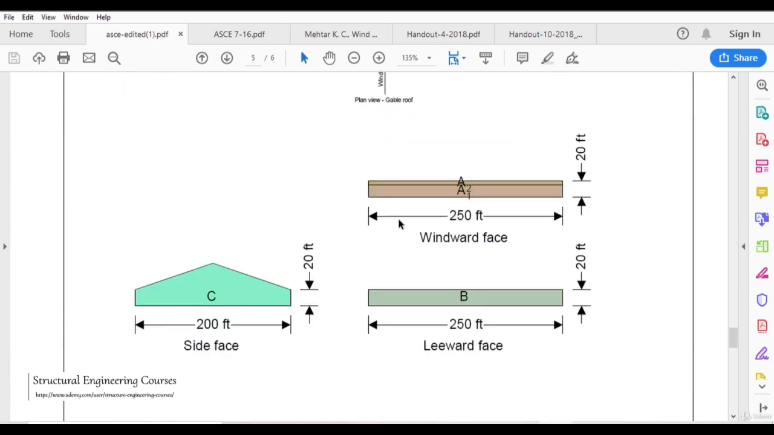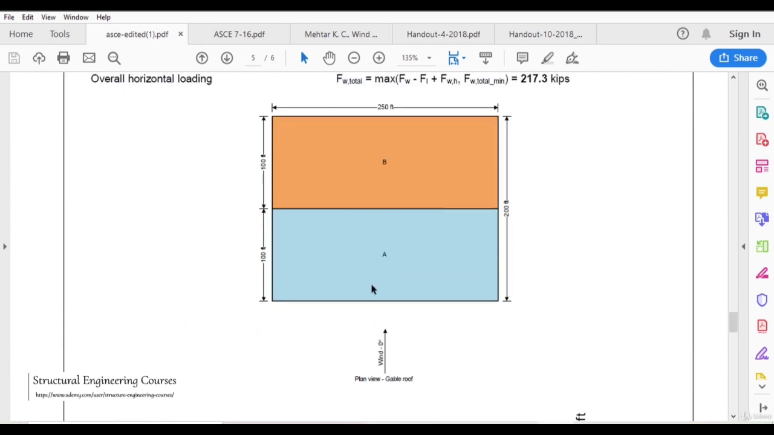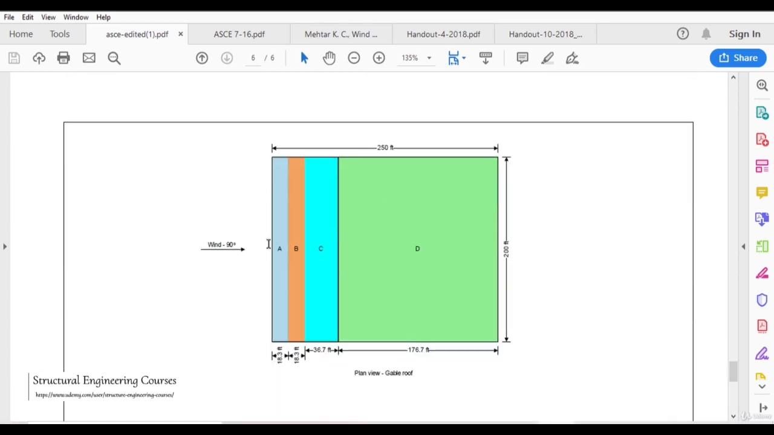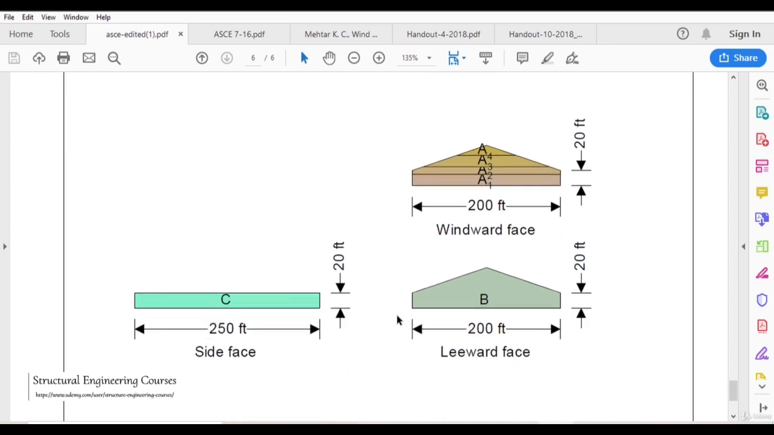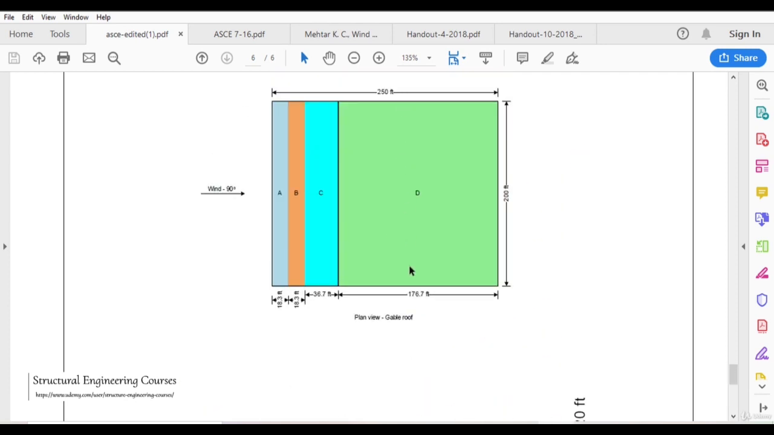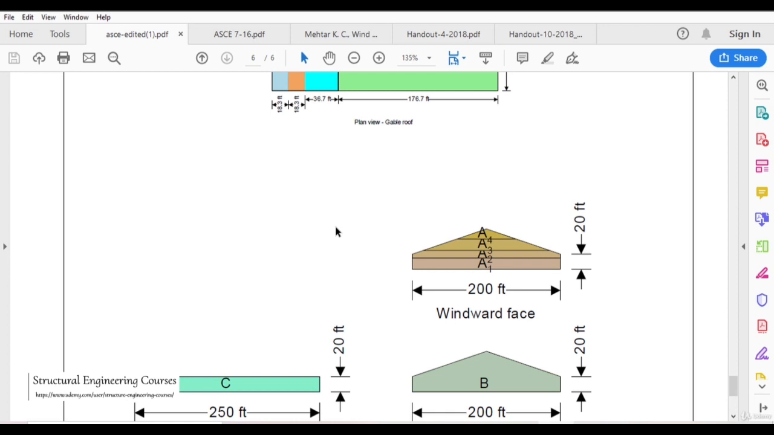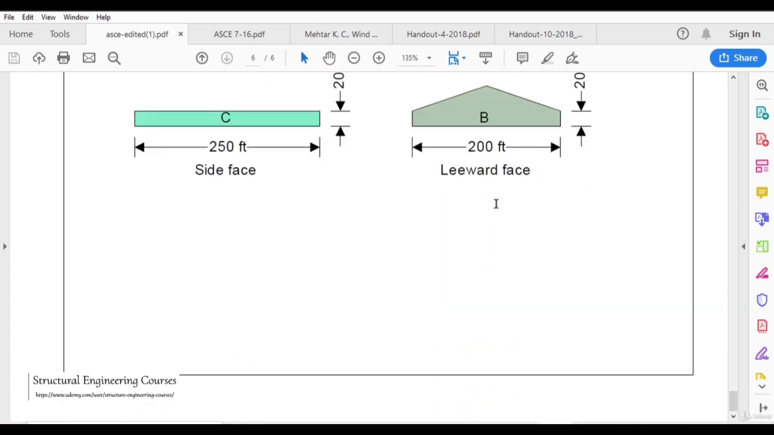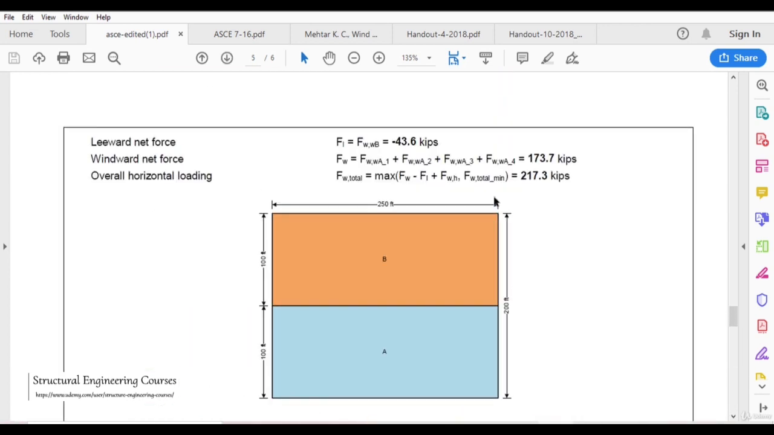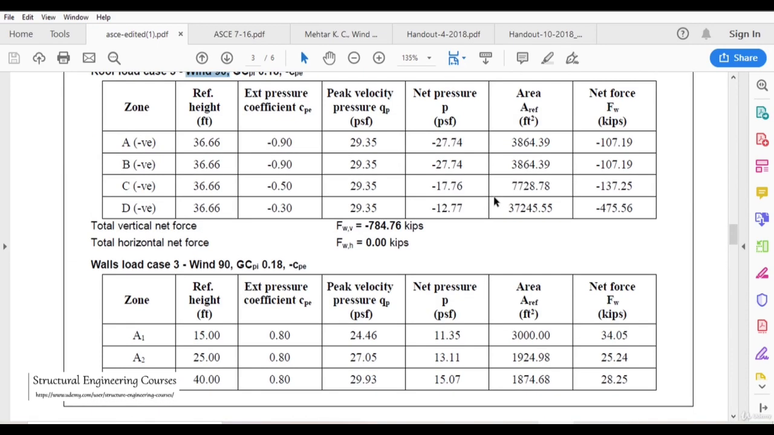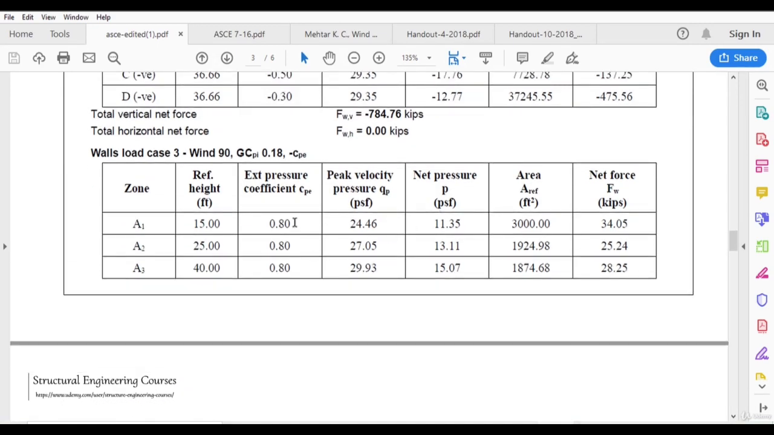This was the diagram for wind at 0 degree, and this is the diagram for wind at 90 degree. When the wind is at 90, this becomes A and this becomes D, and the side walls become B and C. Here we can see this is the side wall, this is the side wall. So the side faces become C and D, this is the windward face, that is A, and B is the leeward face. So this is the basic arrangement. After that we shall again take care of the coefficients.